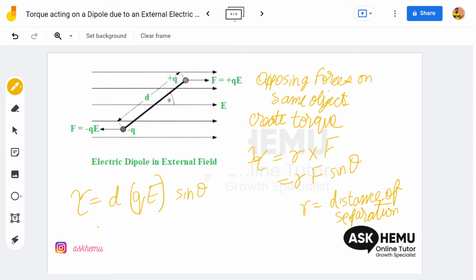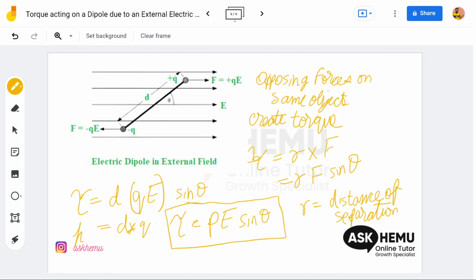However, what we observe here is something interesting. The product d times q is also called the dipole moment, which matches the formula for a dipole moment, small letter p, d multiplied by q. So I can combine them and get my final equation: torque is equal to pE sine theta, because the distance of separation multiplied by the charge of one of the dipole's charges is equal to the dipole moment.